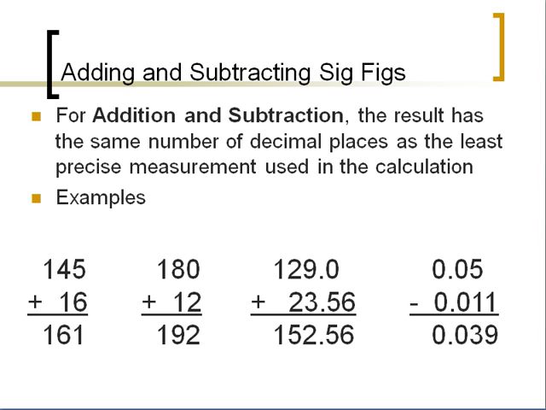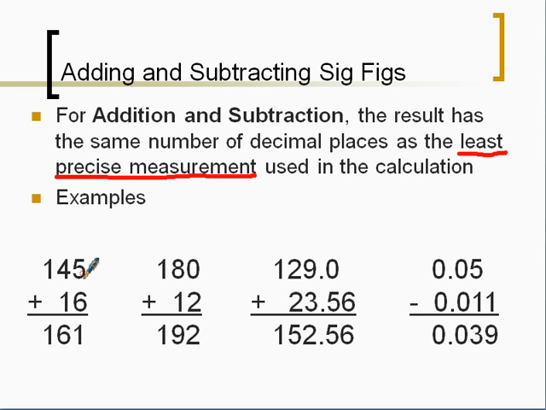So for adding and subtracting, the result has the same number of decimal places as the least precise measurement used in the calculation. So this is really important here: least precise measurement. The best way to really tackle them is to line them up like you did in elementary school.